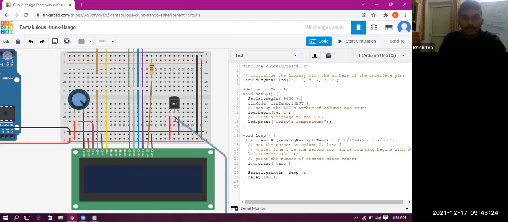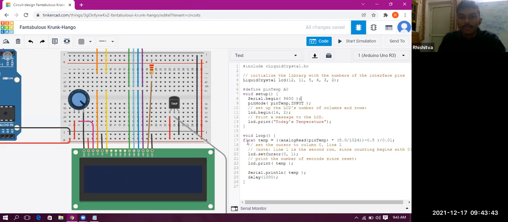We are getting an input through this in the form of voltage. So we have taken this as pinMode, pin temp input. Then comes the previous command, lcd.begin(16,2), so 16 columns and 2 rows. Then comes this lcd.print. I have just written "Today's temperature".